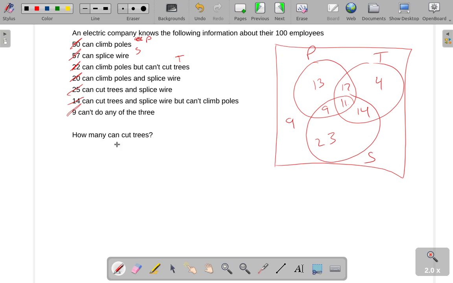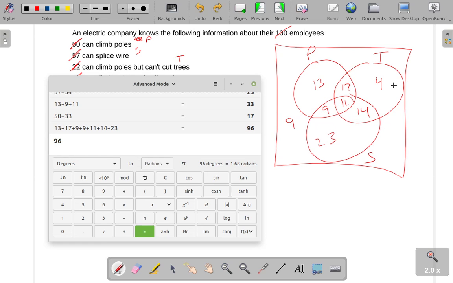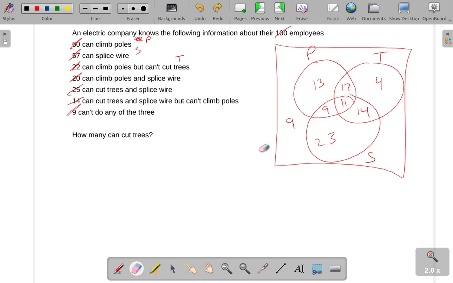So, to answer the question, how many can cut trees? Well, that would be all of these. All of those people can cut trees. So let's add these things together. 12 plus, is that a 12 or is that a 17? I was about to misinterpret what I wrote down.